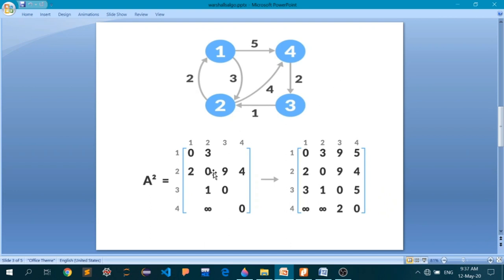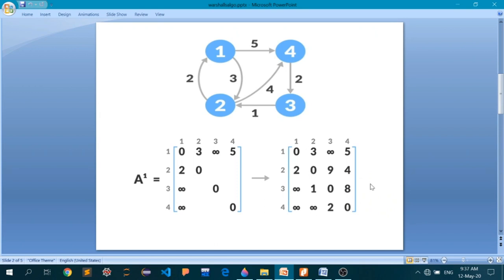Okay, now here we are for A2. Let me remind you that A2 will work on A1 and not on A0. So from A1 we'll move on to A2. For A2, as we have done for A1, we have to fix the second row and second column. So basically the rule is, whichever node you fix as the intermediate value, you have to fix the values of that particular row and that particular column.